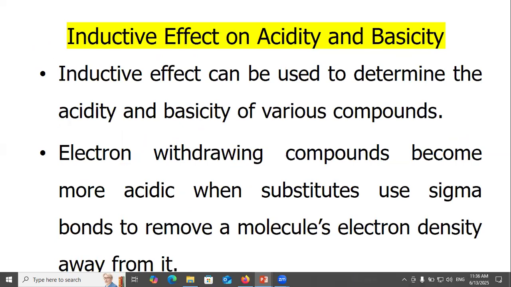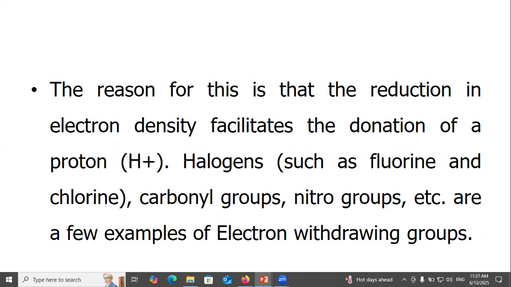Inductive effect on acidity and basicity. Inductive effect can be used to determine the acidity and basicity of various compounds. Electron withdrawing compounds become more acidic when substituents, by sigma bonds, remove a molecule's electron density away from it. The reason for this is that the reduction in electron density facilitates the donation of a proton. Halogens such as fluorine and chlorine, carbonyl groups, nitro groups, etc. are a few examples of electron withdrawing groups.